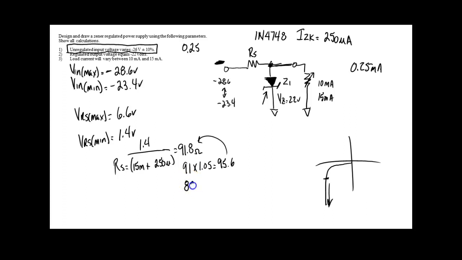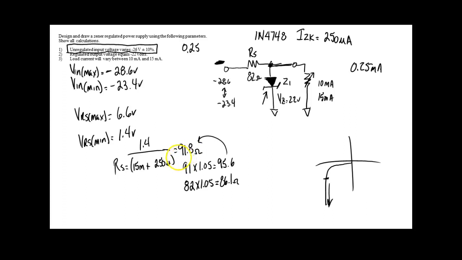82. 82 times 1.05. And what does that give me? 86.1 ohms. This guy is great, so we're going to use an 82 ohm resistor right there. As soon as that 91 came up, we really didn't have to check that, we knew that thing wasn't going to be right. Going to use an 82 ohm.